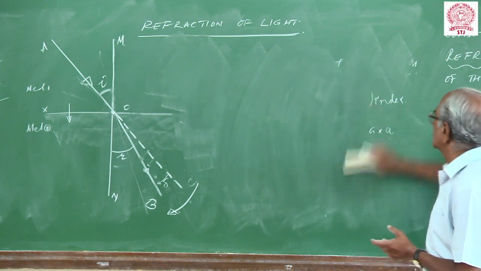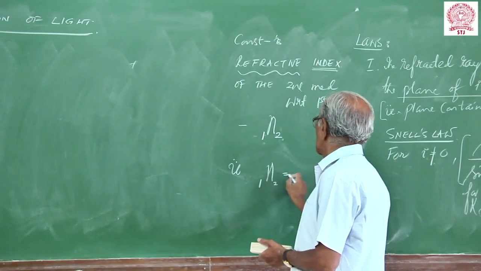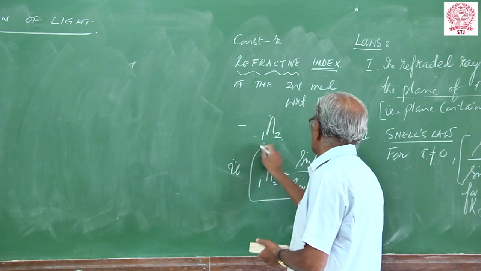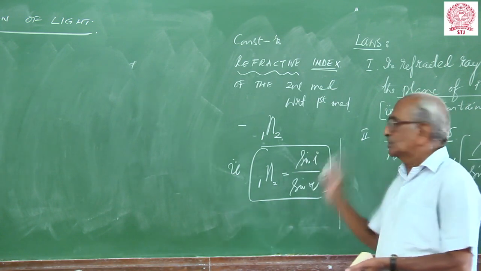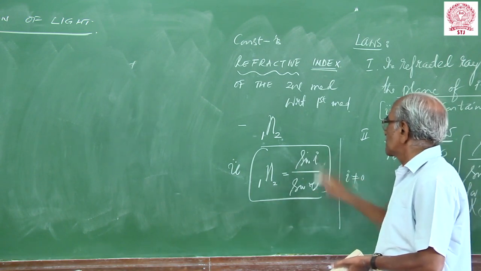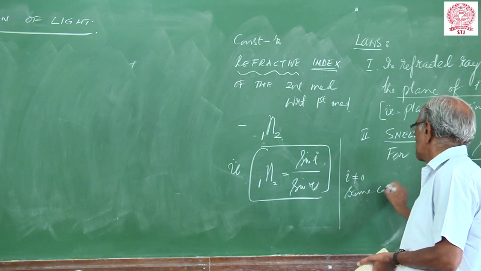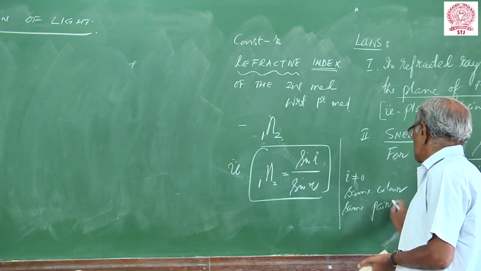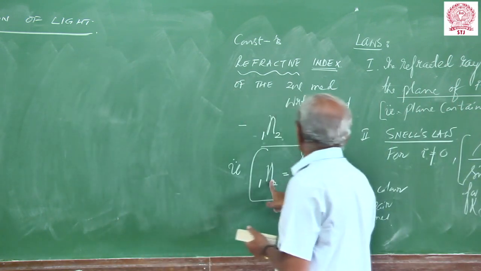So we have the refractive index of the second medium with respect to the first medium is sin i by sin r. This is the mathematical form of the second law, Snell's law. What are the conditions to be followed? I should not be 0, because if i is 0, r is 0, it becomes 0 by 0. We don't have a meaning for that. And the same color applies. You must not change the color. And the same pair of medium. Like that.